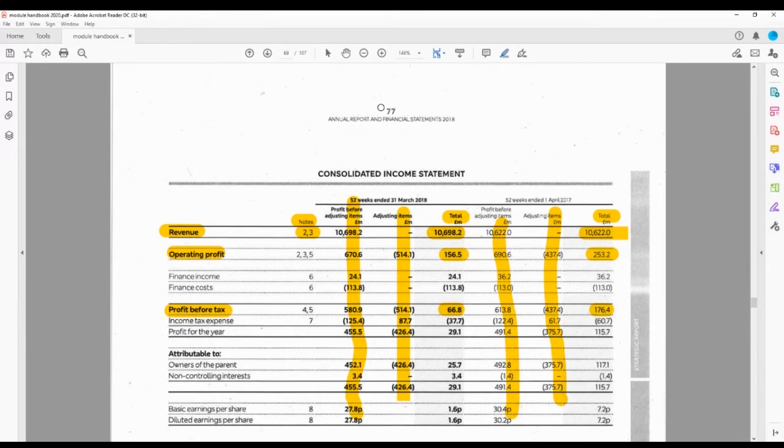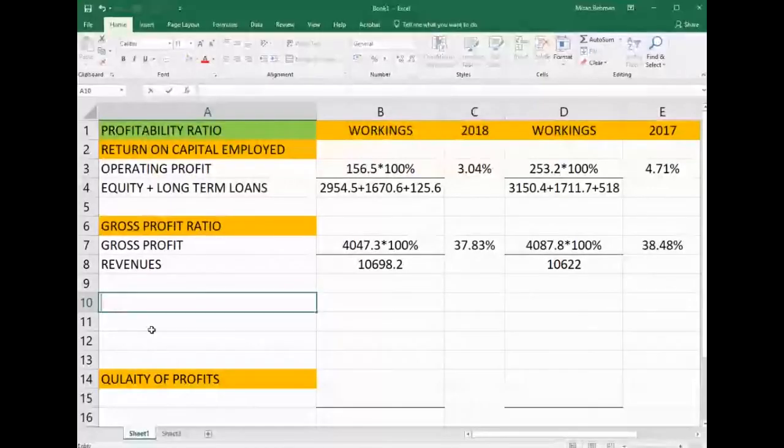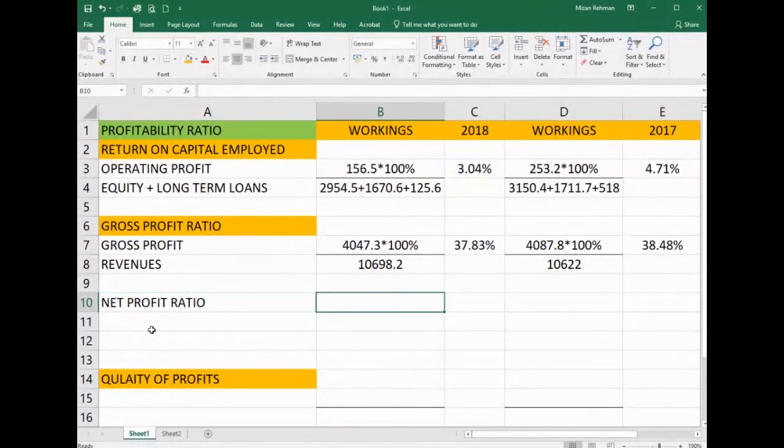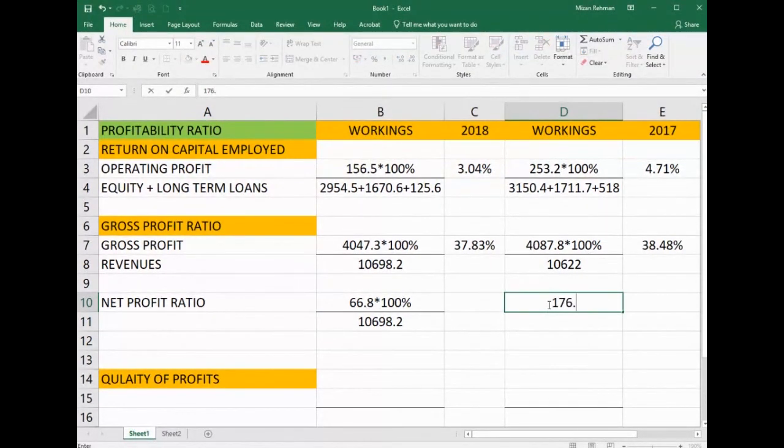We have all the figures. We needed this figure and the revenue figure. We already noted down the revenue figures, so now we can go to Excel. Net profit ratio, and for that we need the figure of net profit, 66.8 times 100% divided by revenues. We have used them here above. And for 2017, we have 176.4 times 100%.